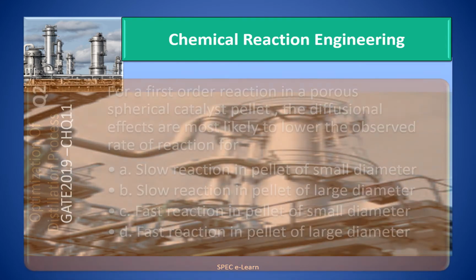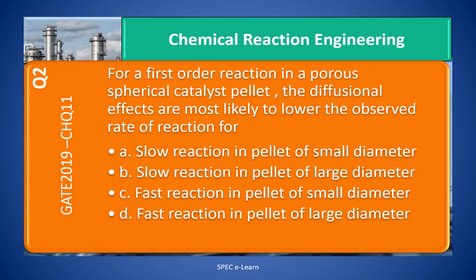For a first order reaction in a porous spherical catalyst pellet, the diffusional effects are most likely to lower the observed rate of reaction for option A, slow reaction in a pellet of small diameter, option B, slow reaction in a pellet of large diameter, option C, fast reaction in a pellet of small diameter, option D, fast reaction in a pellet of large diameter.